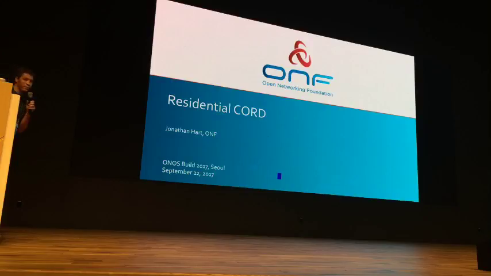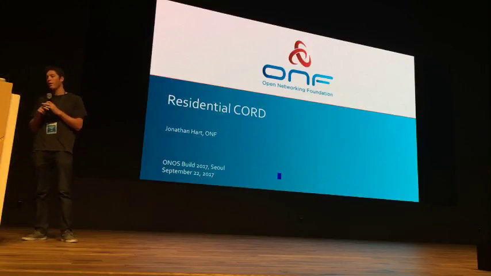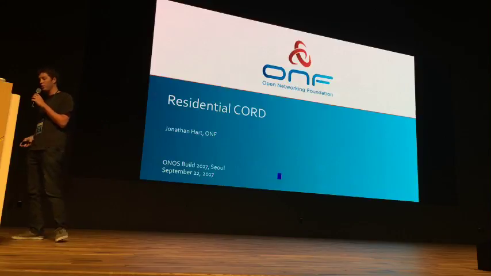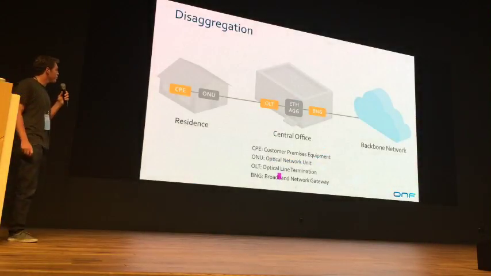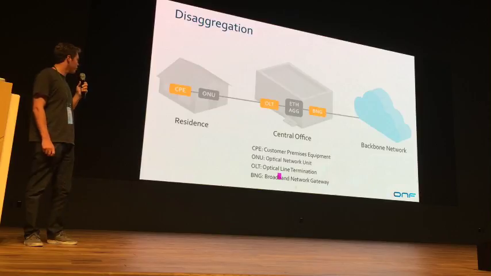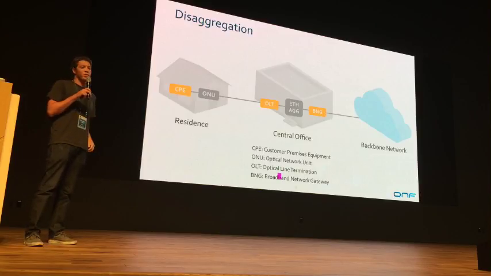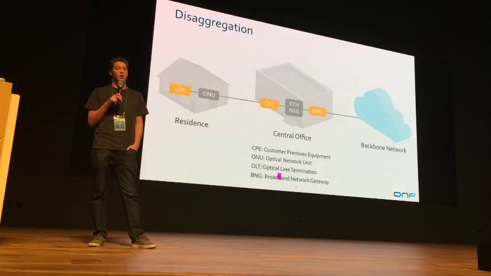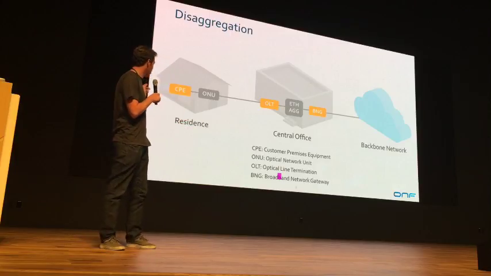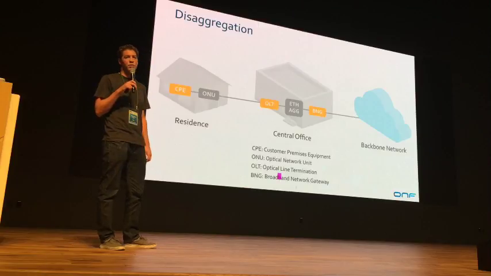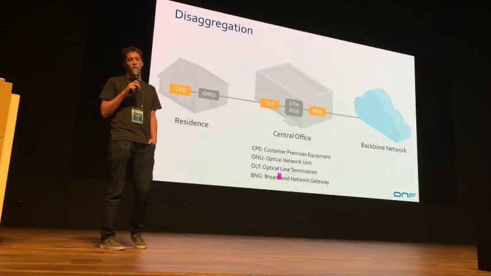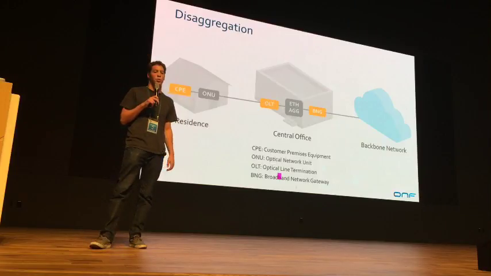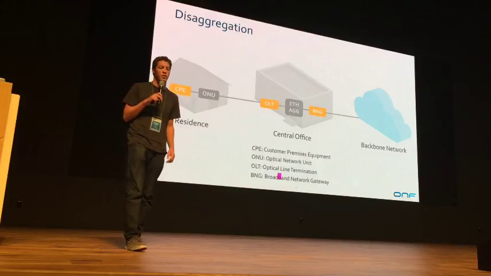Right. Thanks, Brian. My name is Jonathan Hart, and we're going to look at how we bring the principles of CORD to residential fixed line broadband access, including the different services that we have as part of R-CORD to do this. We've heard a lot today about how CORD is all about disaggregation, and R-CORD is certainly no different. This diagram shows what the legacy residential broadband access architecture looks like. On the left-hand side, in the user's residence, they have a CPE device, customer premises equipment. This is the wireless router that all of us have in our homes that gives us Wi-Fi access, doing DHCP, DNS, all those kinds of functions.